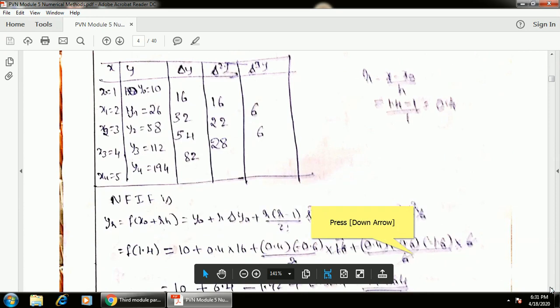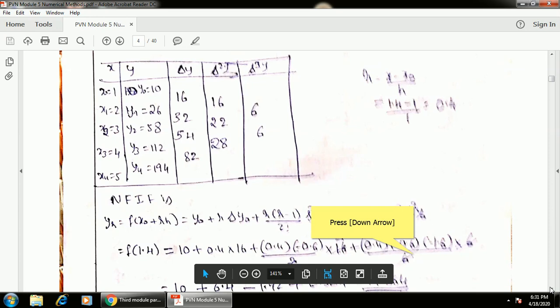Newton's forward interpolation formula is y r is equal to f of x naught plus r h, that is equal to y naught plus r into delta y naught plus r into r minus 1 by 2 factorial into delta square y naught plus r into r minus 1 into r minus 2 by 3 factorial into delta cube y naught. We have the differences up to third order, so write the formula only up to third order differences. Now substitute the values. x naught is 1, r is 0.4, h is 1. If I add this, definitely 1.4.